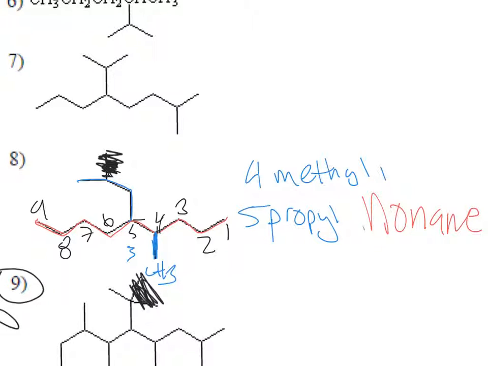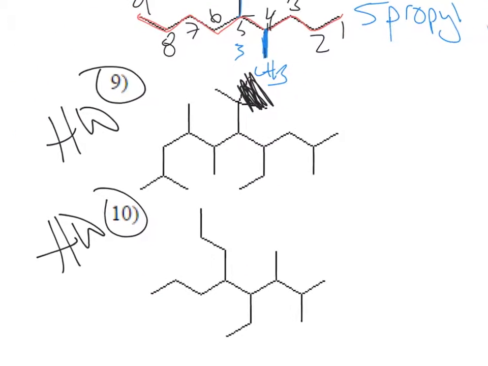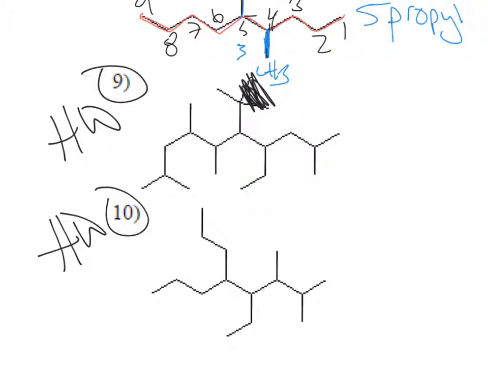Okay, you have everything you need now to do numbers 9 and 10 for homework. Remember that on number 9, we're crossing out these 2 extra groups. They do not exist, okay? But everything else does. So find your longest chain first, then name it. On number 10, you don't have to edit, it's perfect the way it is.